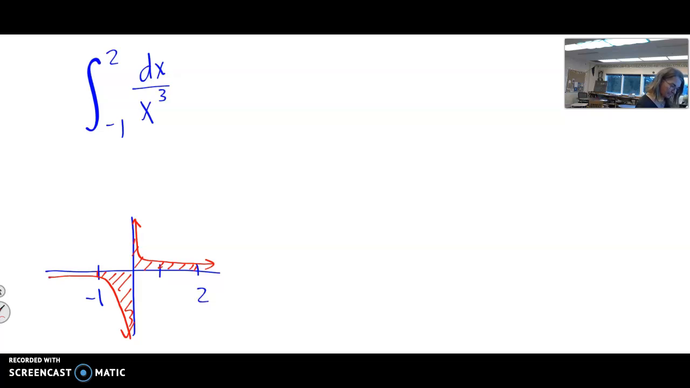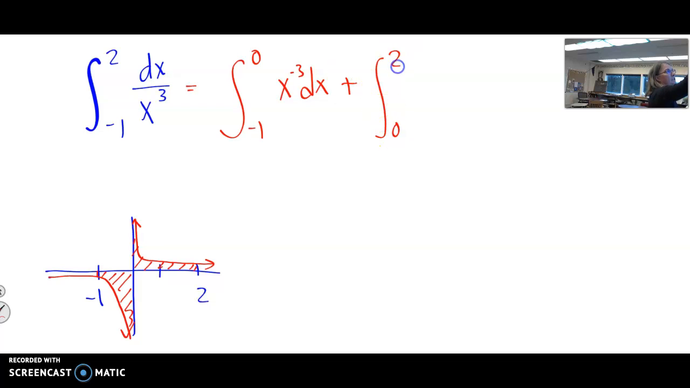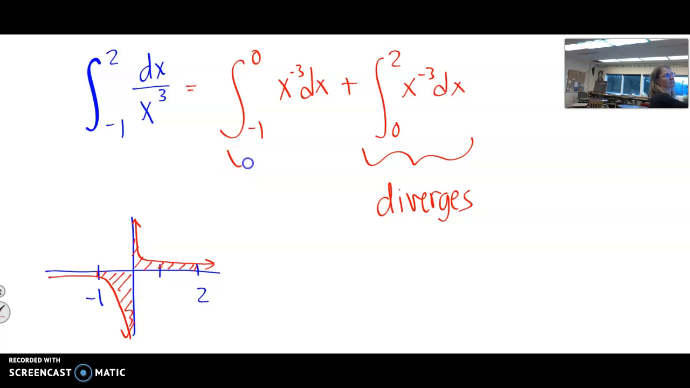All right, so we're going to split this up where it has an asymptote. So we're going to go from negative 1 to 0. And I can rewrite this as x to the negative third since we just did that in the last example. And then I'm going to add 0 to 2. And since we know that this piece diverges from the previous example, no matter what this is equal to, this is going to diverge and it's going to approach infinity.